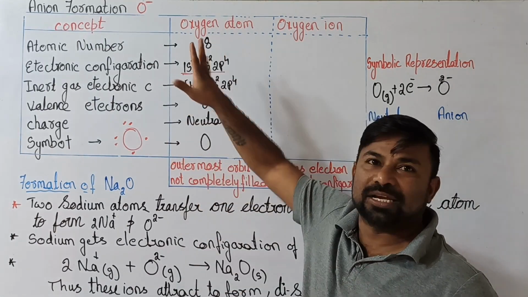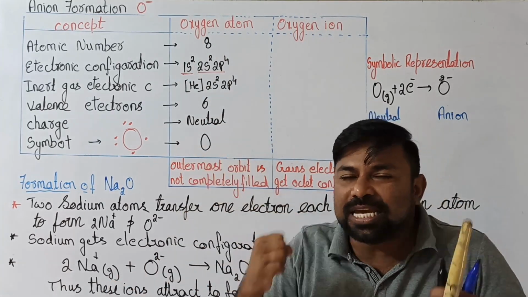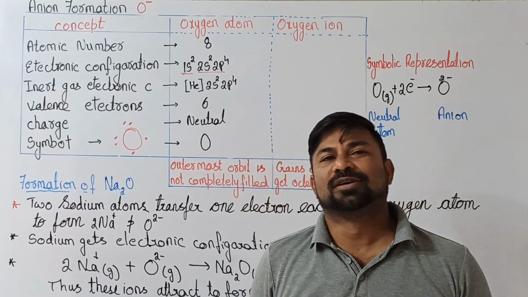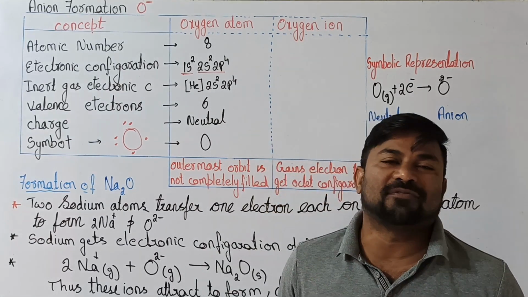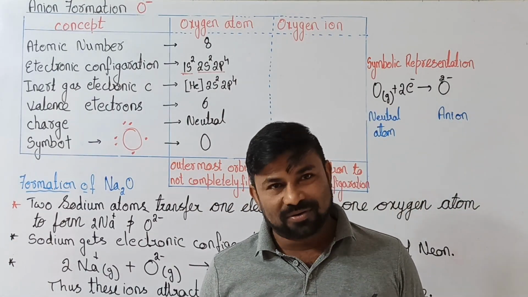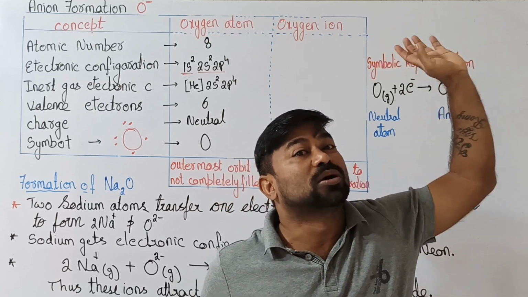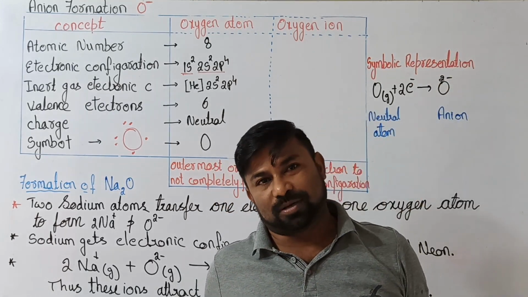So atomic number is 8. Who is the nearby unit? 10, neon. So oxygen is in search of 2 more electrons. It is in search of someone who can give 2 electrons. It is ready to gain. Right? So please remember, oxygen is towards the right side of the periodic table.